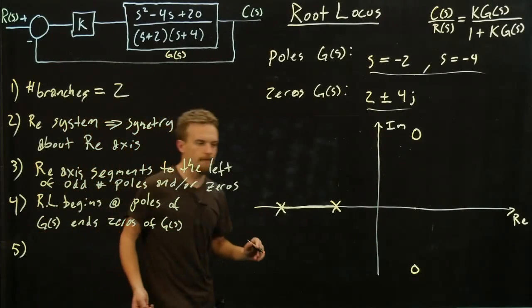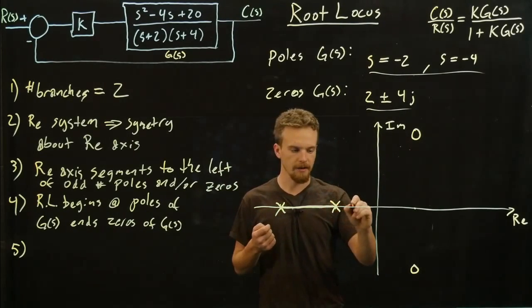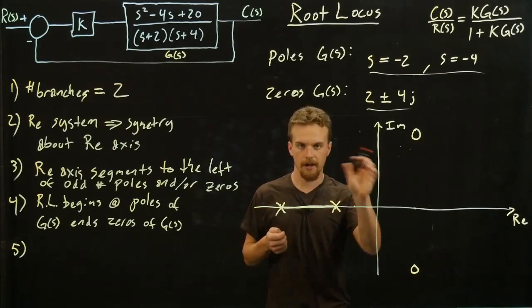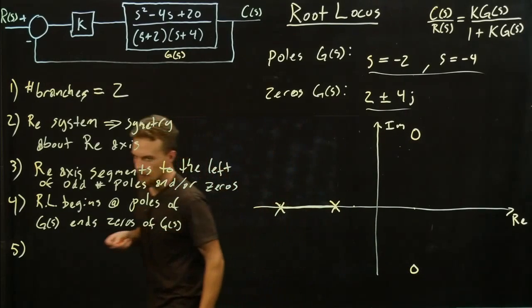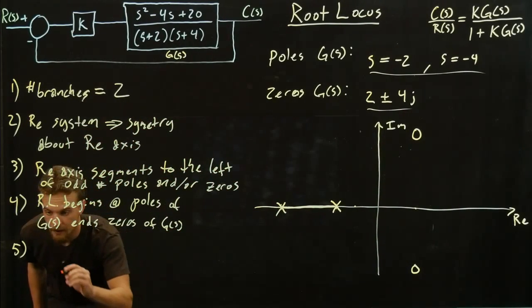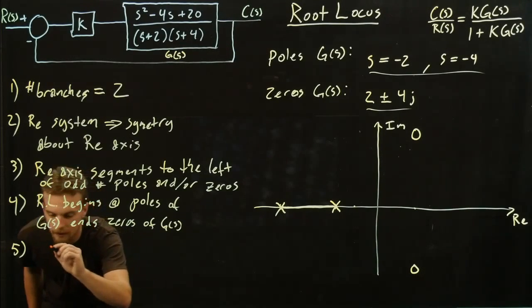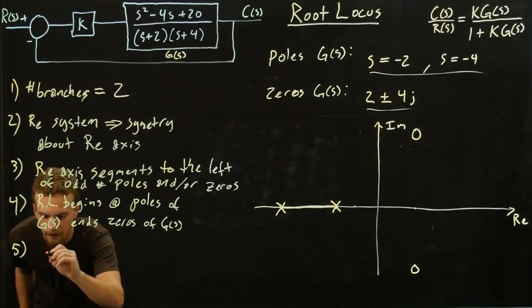So how would we find it? If we have that situation, the two pieces of information we need are where our asymptote connects to the real axis and what angle it lies at. We could have multiple asymptotes too. So if our number of poles is not equal to our number of zeros, then this is how we get those values.